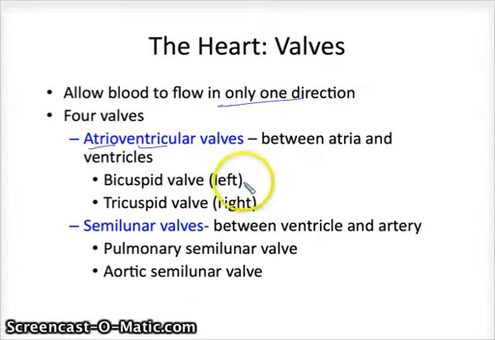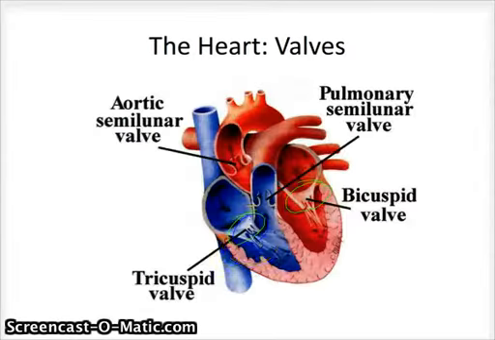So the bicuspid is on the left, tricuspid is on the right. And what bi and tri tell you is how many parts to the valve there are. The bicuspid literally has 2 parts, the tricuspid literally has 3 parts. So when you look at this, you'll actually be able to see that the valve has 2 versus 3 parts.